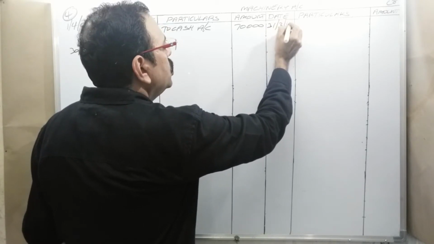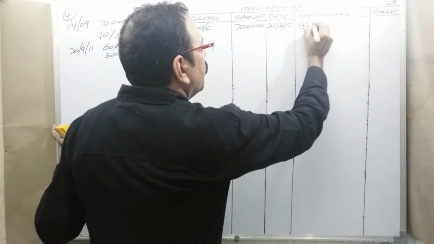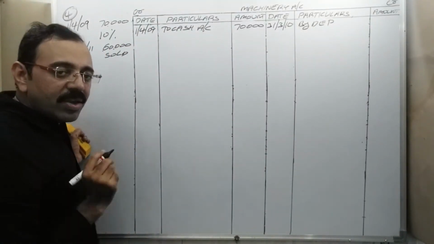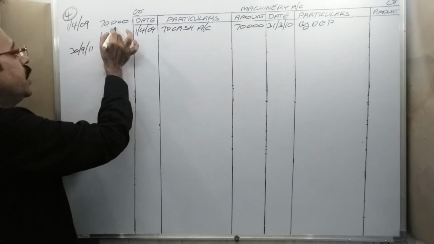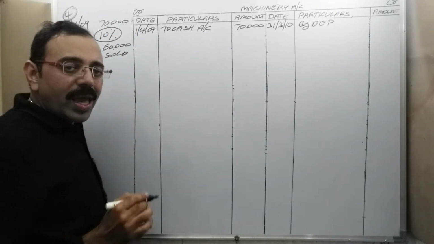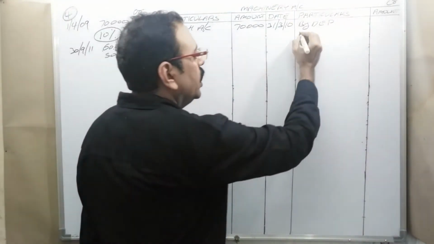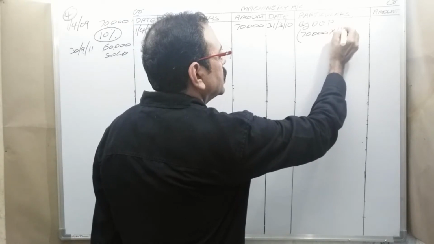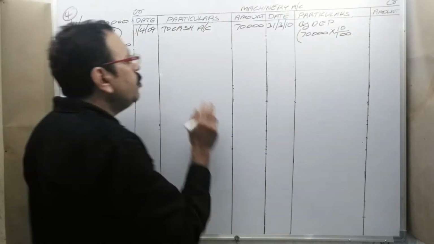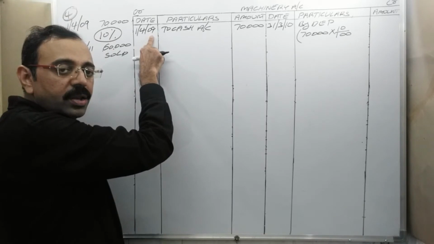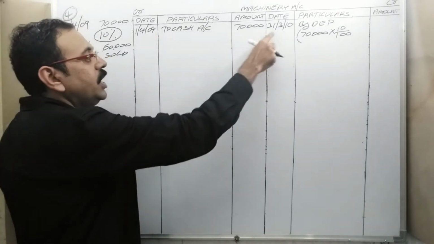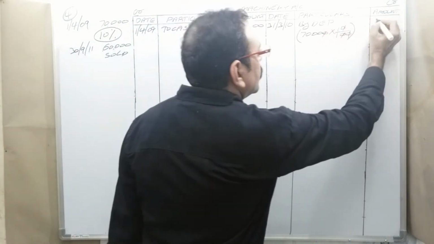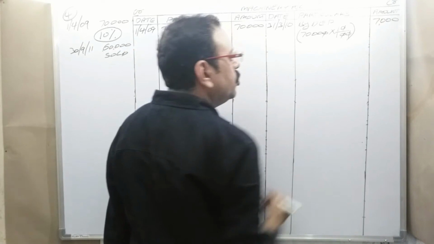31st March 2010, by depreciation. Estimated life is not given and the rate of depreciation is given. So calculate the depreciation in the account only. On 70,000, 10%. And since they bought on 1st April 2009 and used the asset for the full year, we need not take the months here. Annual depreciation is 7,000 rupees.